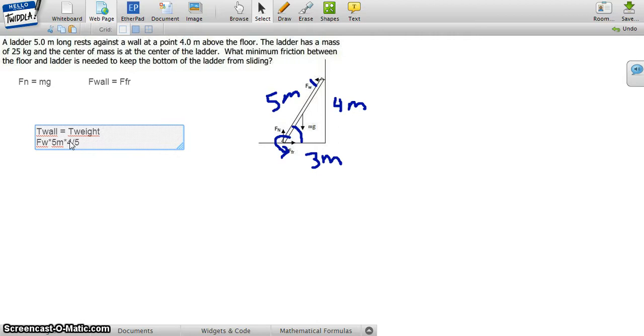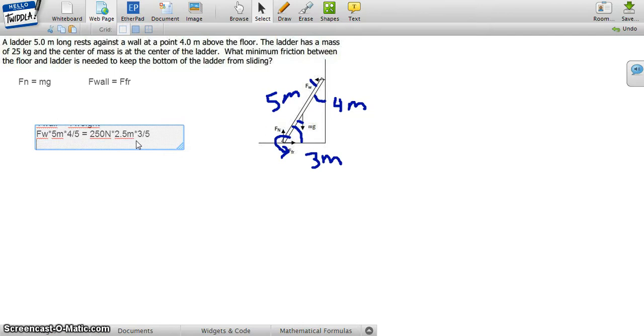So the sine of the angle, instead of figuring out what the angle is, is just simply going to be 4 divided by 5. That equals the weight, which is 250 newtons, times the distance, which is 2.5 meters, times the sine of this angle. That angle there, by the way, happens to be the same as this angle. So the sine of this angle would be 3 over 5. So 3 divided by 5.